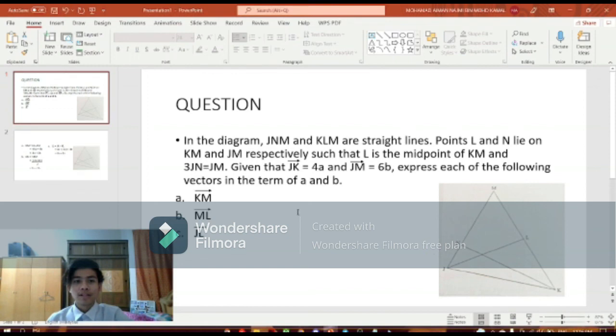So the question is, in the diagram, JNM and KLM are straight lines. Points L and N lie on KM and JM respectively, such that L is the midpoint of KM, and 3JN equals JM. Given that JL equals 4a and JM equals 6b, express each of the following vectors in terms of a and b. So we need to find KM, ML, and JL.